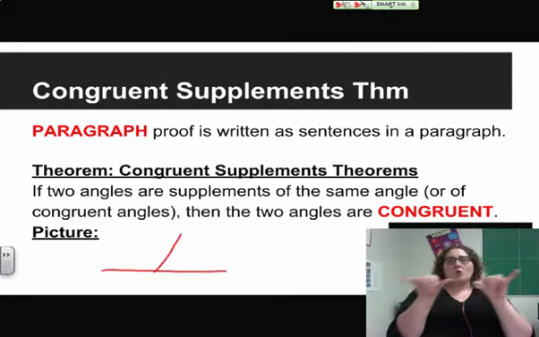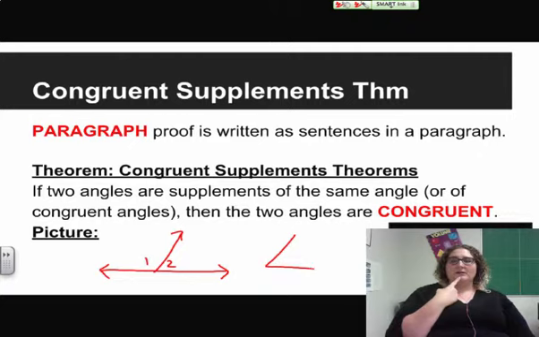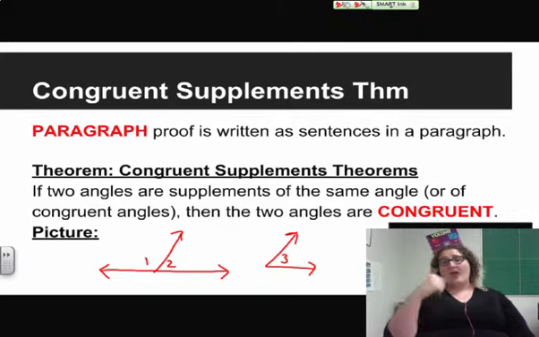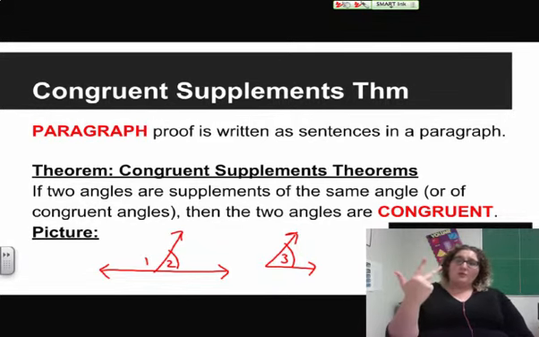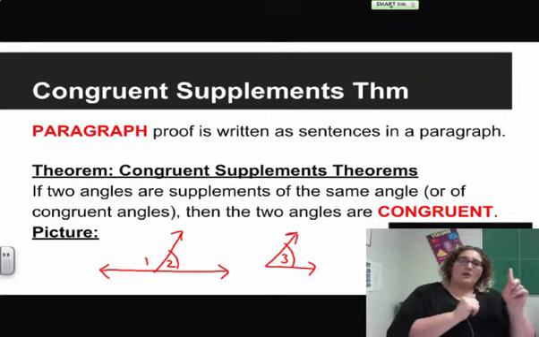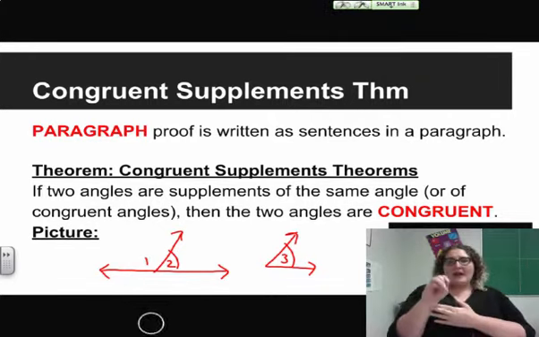is, let's say we can see that these guys are supplementary. And let's say I have another angle right here. If I know that 3 is supplementary to angle 1, that means that angle 2 has to be congruent to angle 3, because they have to add up to both equal 180. And if we're not changing one of the numbers, like angle 1, then that means that 2 and 3 have to be congruent to each other.